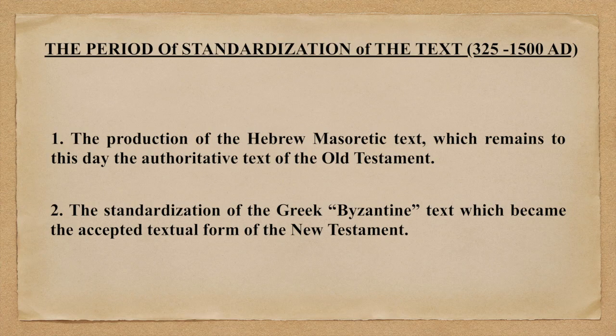The period of standardization of the text, 325 to 1500 AD. This is a time period in which we witness the church faithfully copying the New Testament text from existing manuscript families. There are two predominant results that must be identified. The first is the production of the Hebrew Masoretic text, which remains to this day the authoritative text of the Old Testament. The second is the standardization of the Greek Byzantine text, which, for the most part, became the accepted textual form of the New Testament.